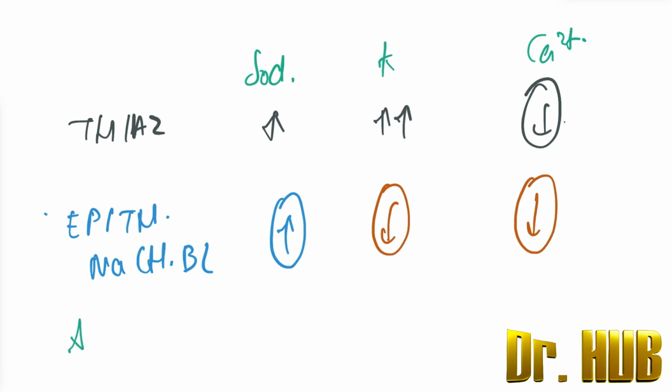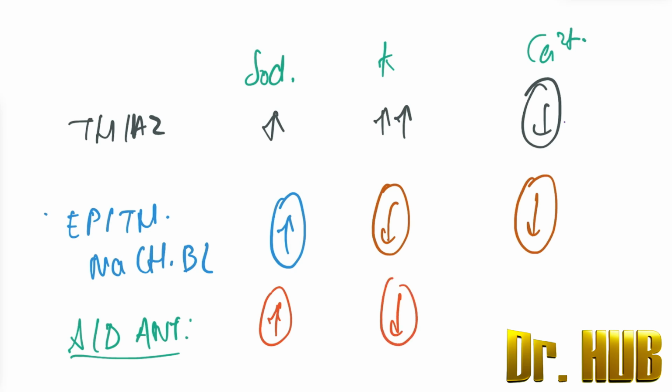Now let's look at the aldosterone antagonist. In terms of the aldosterone antagonist, there is an increase in the sodium, there is a decrease in the potassium, and calcium is not well studied. So this is very important: in thiazides there was a single decrease of calcium, but in epithelial sodium channel blockers there is a double decrease of the potassium as well as the calcium, and with aldosterone antagonists there is a decrease in the potassium level.